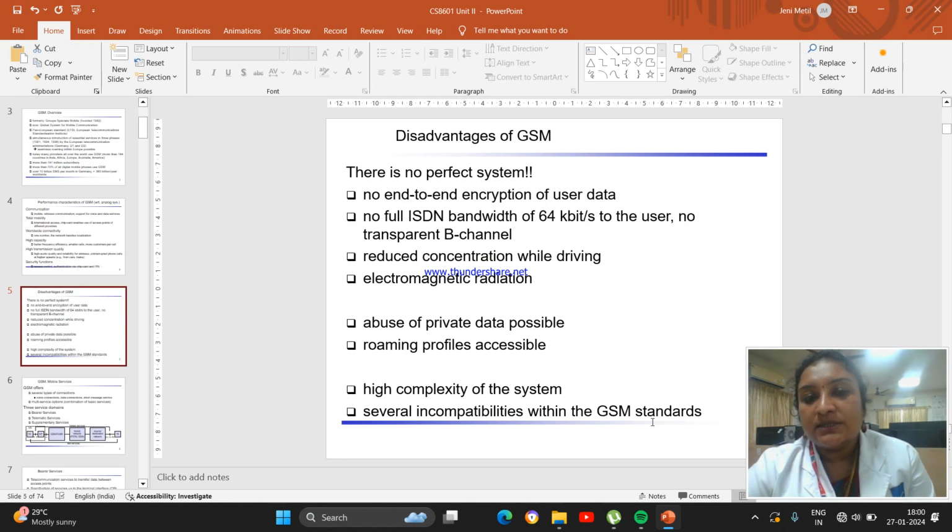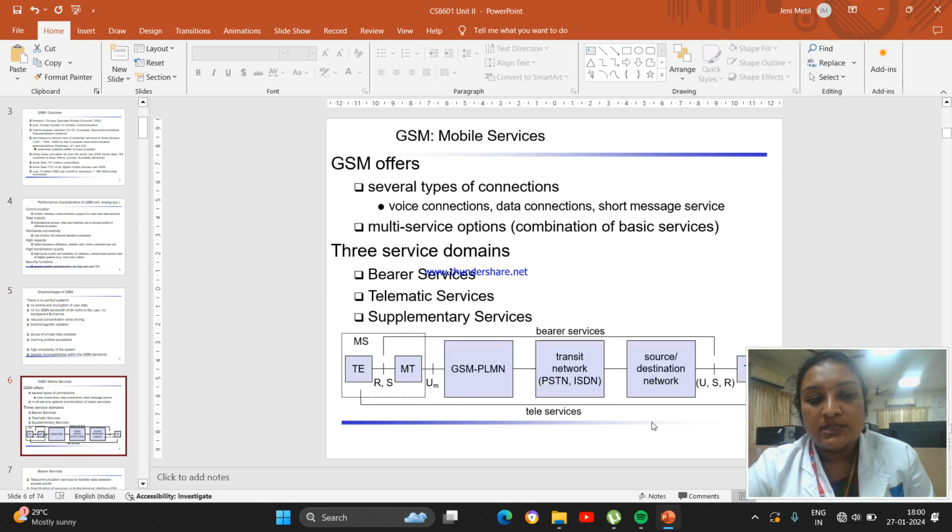The disadvantage of GSM: there is no perfect system. There is no end-to-end encryption of user data, and there is reduced concentration while you are driving. Abuse of private data is possible, and it needs a high complexity of system. These are the disadvantages of GSM.